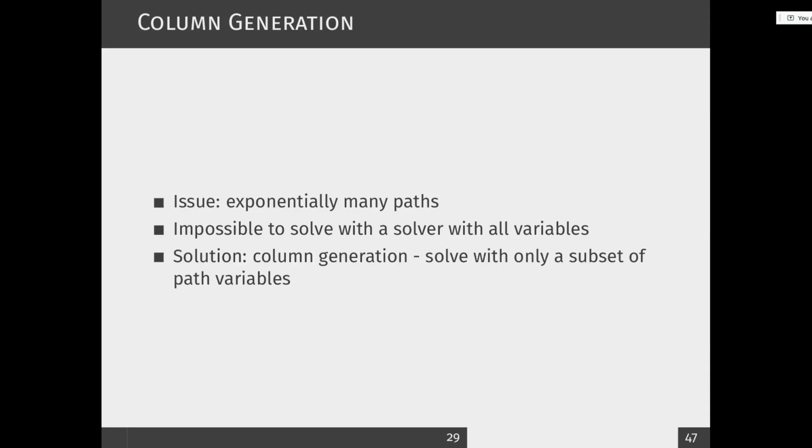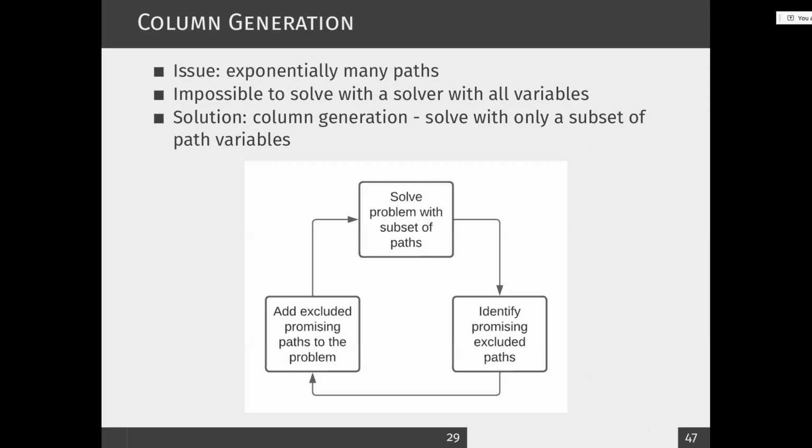So the solution we propose is to use column generation. The idea of column generation is to solve only with a subset of variables here, so maybe one path per flow. And we will get a solution, but it's not optimal for the whole problem. But we can try to identify promising paths that are excluded right now, but we can include in our problem. We add those paths to the problem, so those variables. We resolve, and we do that on and on until we cannot improve anymore, which means we solve the whole problem without looking at all the variables.